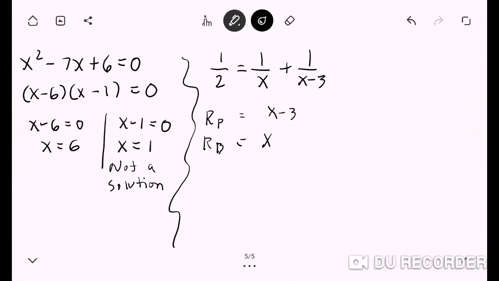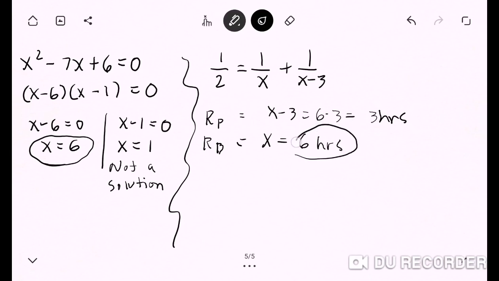So let's try 6. So if we have 6 as the value of x, so we have 6 minus 3. So ibig sabihin, 3 hours lang nagagawa ni Popoy yung typing job. And Basha can do the job for 6 hours. So ibig sabihin, we satisfy the condition that Popoy works 3 hours faster kesa kay Basha. So ibig sabihin, the solution or the value of x is equal to 6, and this is our answer sa problem.